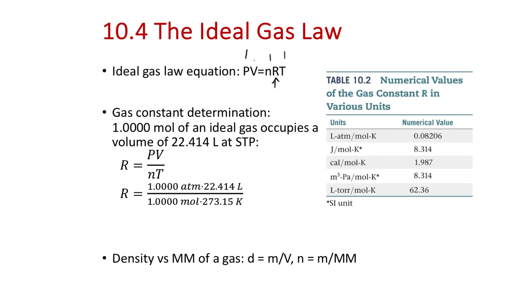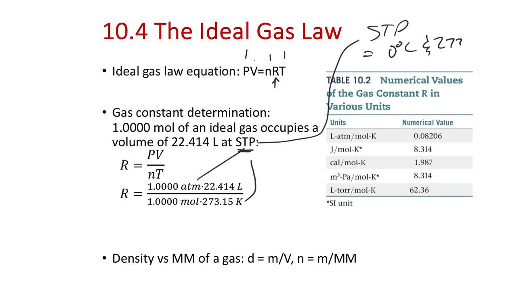So the gas constant is determined by taking 1 mole of an ideal gas and the volume it occupies at STP. STP is a weird thing. STP is standard temperature and pressure, where standard temperature is 0 degrees C, which is 273.15 Kelvin, and 1.00 atm. I don't think this comes up too much.